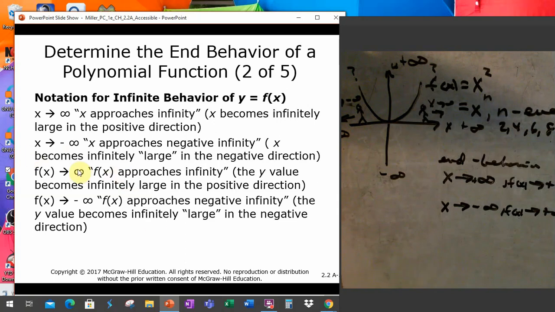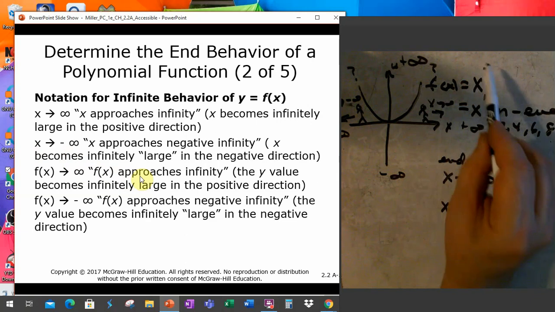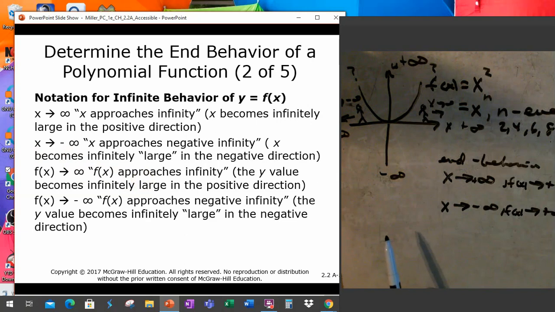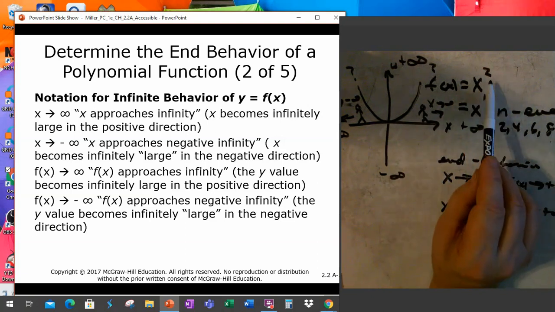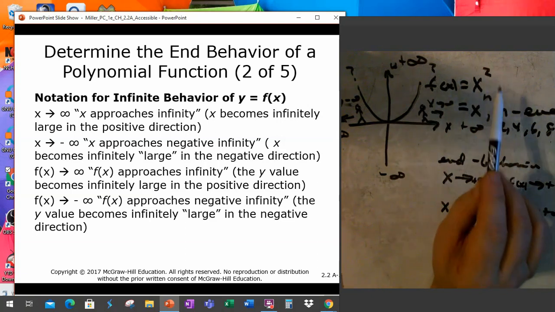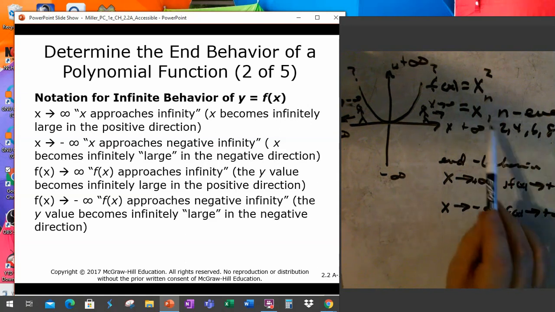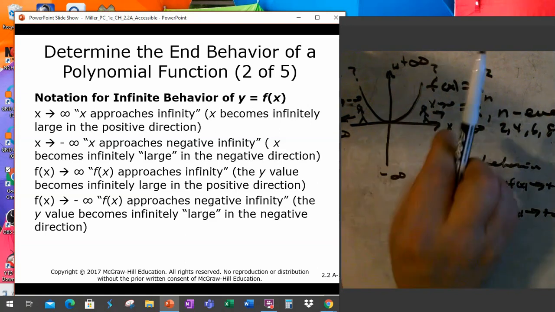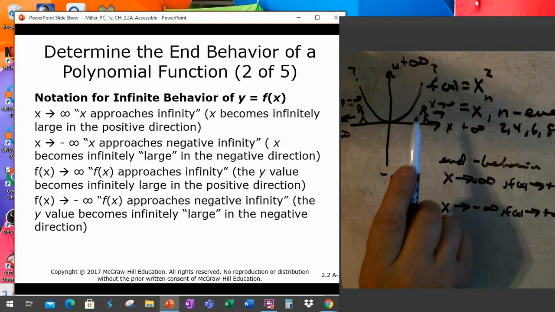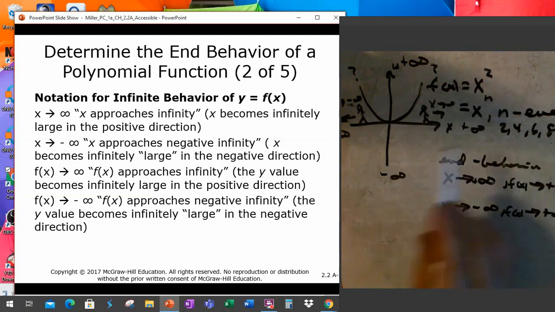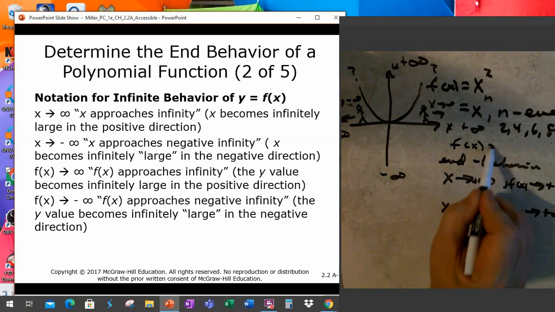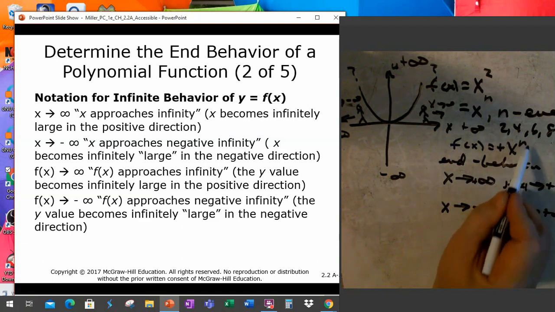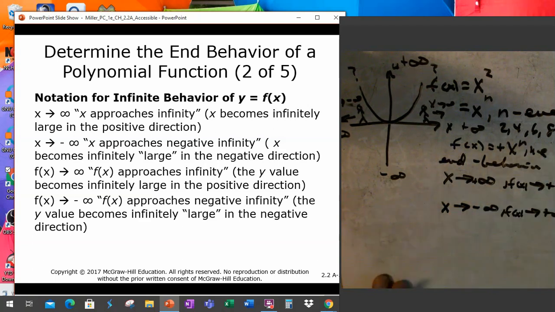So f of x goes to plus infinity means that it's going in a positive direction, up. And if it goes to negative infinity, that means it's going down. For this basic function, and for any nth degree polynomial, which we're going to talk about in a minute, it's going to be this very same basic picture. Things are going to happen in between, but at the ends, this is what's going to happen for positive x to the n, n even.